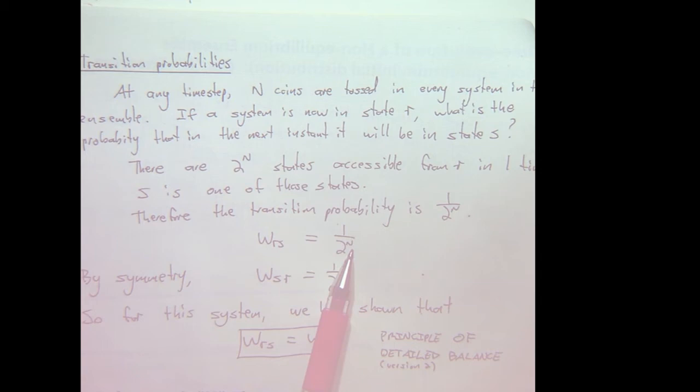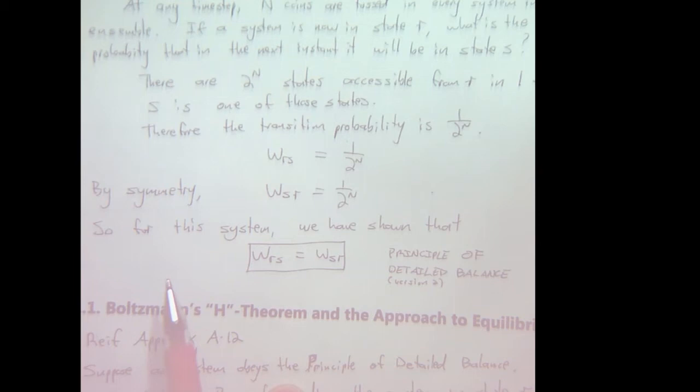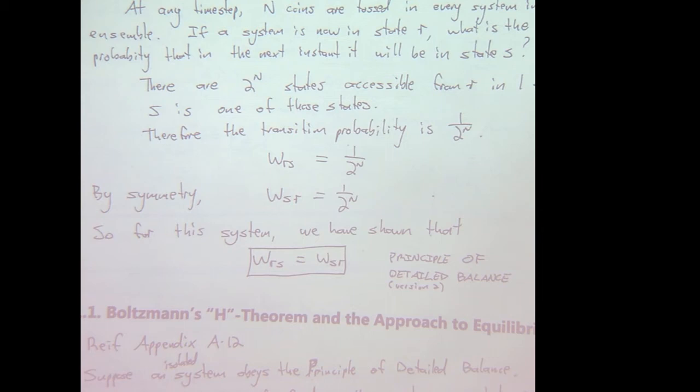And by symmetry, because this system is isotropic and there are no favored directions, W_SR equals 1 over 2 to the n. So for this coin tossing system, we have shown that W_RS equals W_SR, which is the principle of detailed balance in terms of transition probabilities.